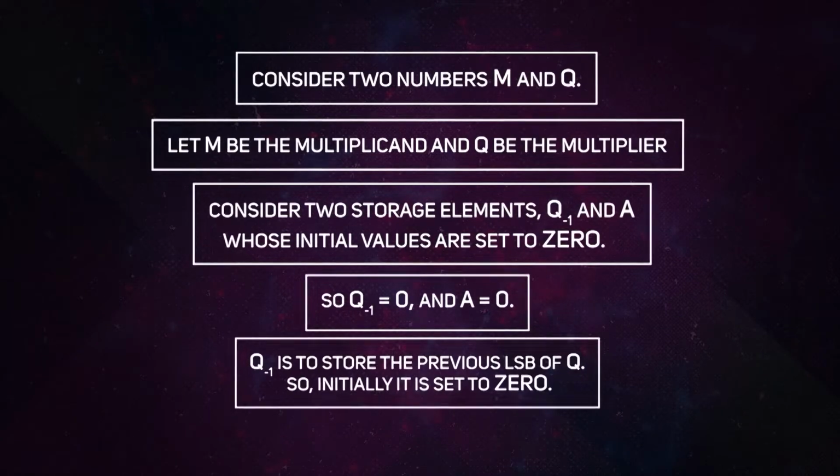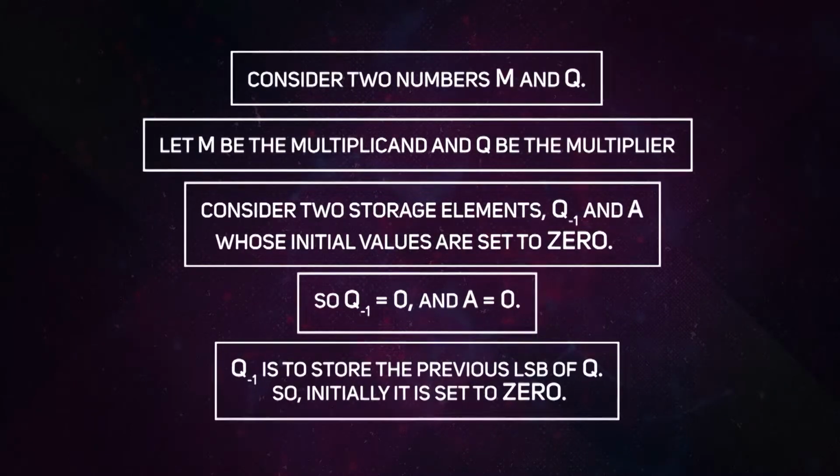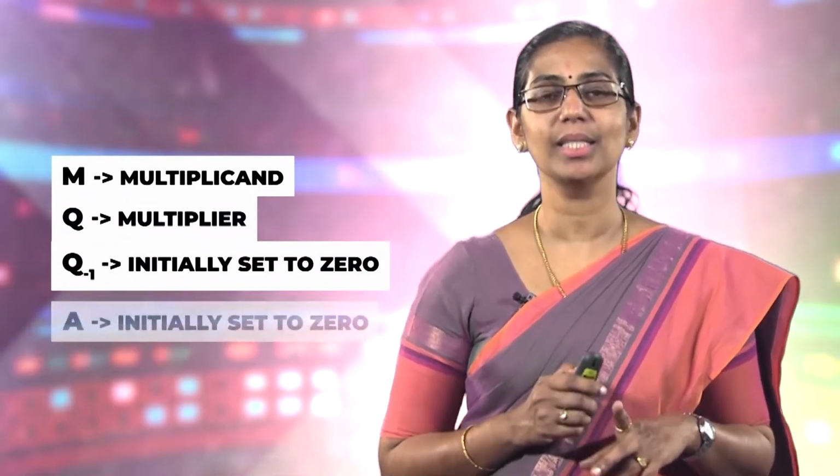Actually, q minus 1 is to store the previous LSB of q. So, initially it is set to 0. Now, m is the multiplicand, q is the multiplier, q minus 1 initially set to 0 and a initially set to 0. Now, to proceed, we need to examine two bit values: q naught, that is LSB of q, and q minus 1. What should we do with these two bits? Listen, here we introduce three cases.